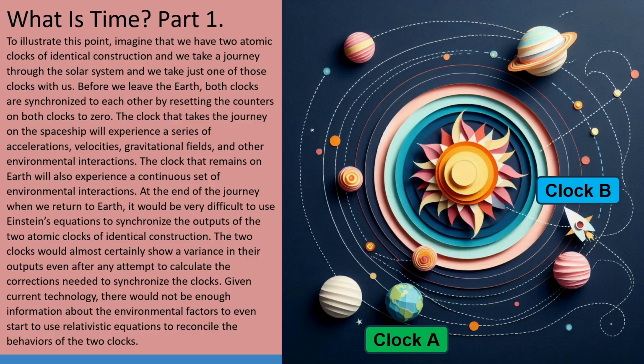At the end of the journey, when we return to Earth, it would be very difficult to use Einstein's equations to synchronize the outputs of the two atomic clocks of identical construction. The two clocks would almost certainly show a variance in their outputs even after any attempt to calculate the corrections needed to synchronize the clocks. Given current technology, there would not be enough information about the environmental factors to even start to use relativistic equations to reconcile the behaviors of the two clocks.